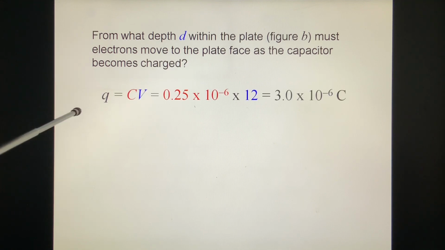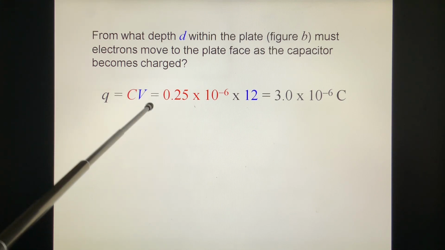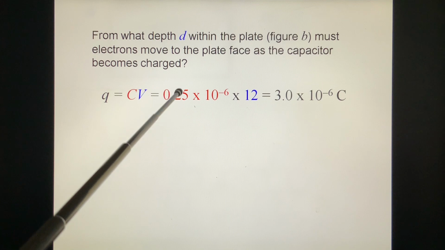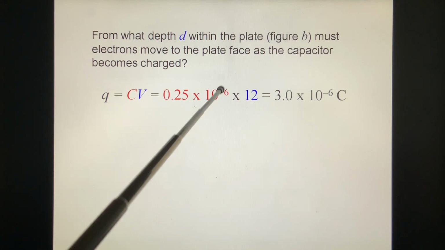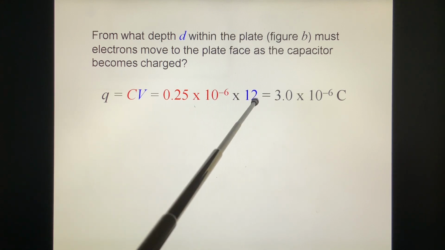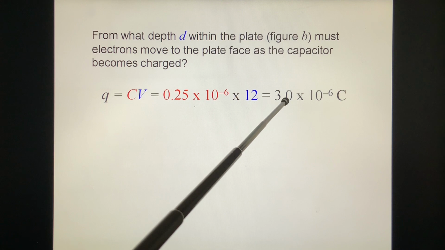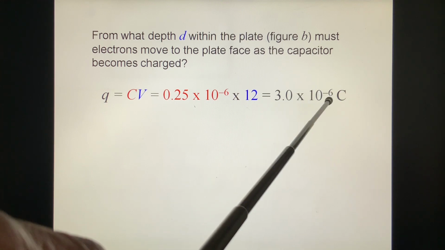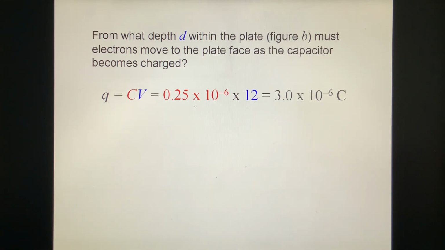Now, we see that one. How much Q do you have? Q is CV. C is 0.25 times 10 to the minus 6. We use the standard unit, farad, not microfarad. Volt is 12 volts. So Q is 3.0 times 10 to the minus 6 coulomb. This charge will move to the surface.